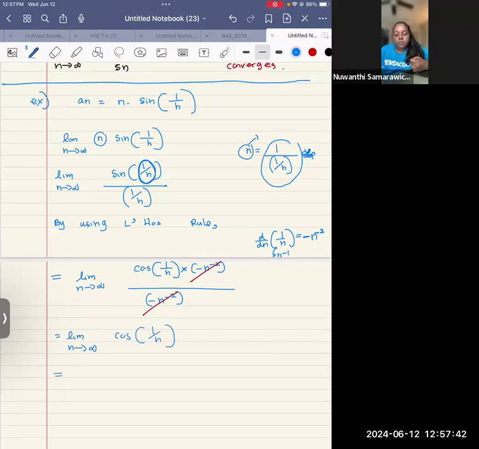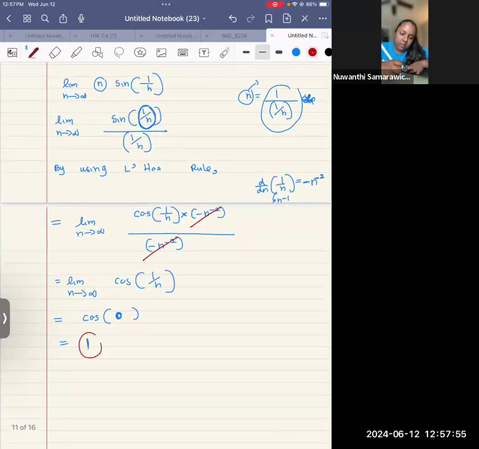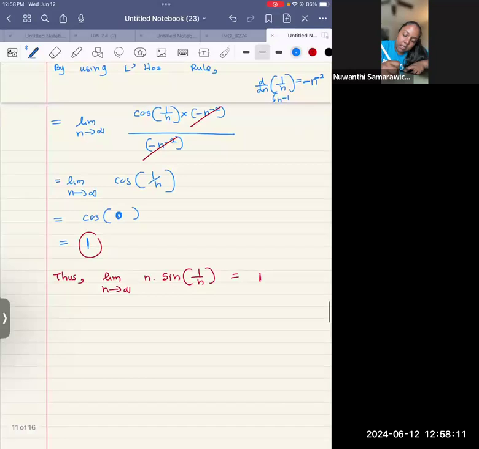So when n goes to infinity, this whole thing inside the parentheses becomes 0. So what is cosine 0? It's just 1. Okay, so the limit as n goes to infinity of n multiplied by sine of 1 over n is equal to 1. Therefore, the sequence converges.